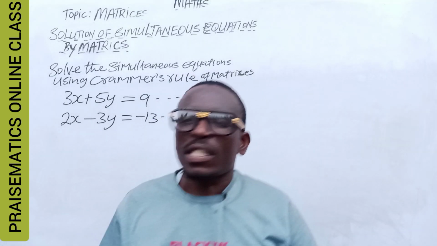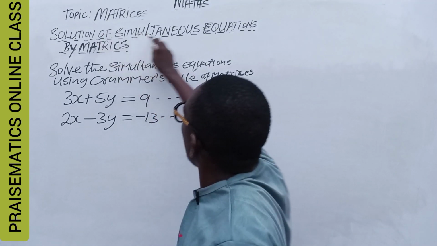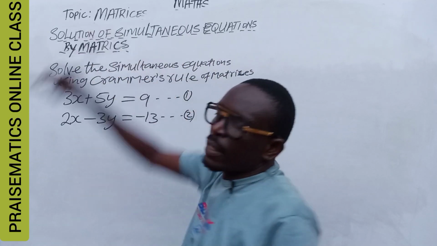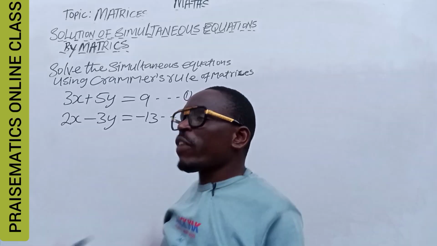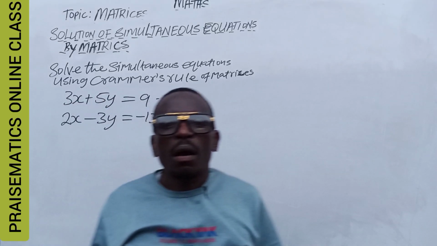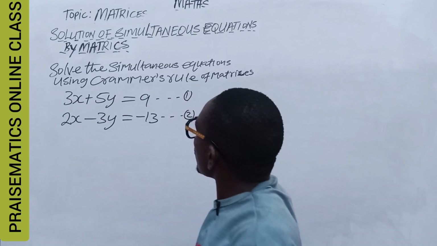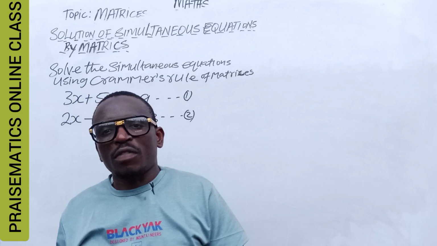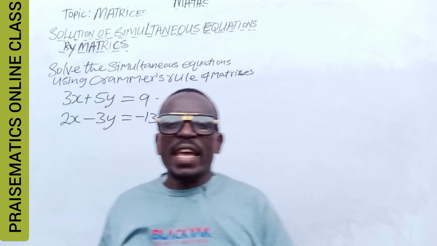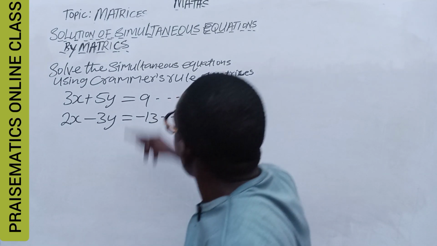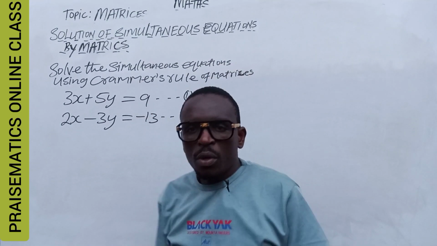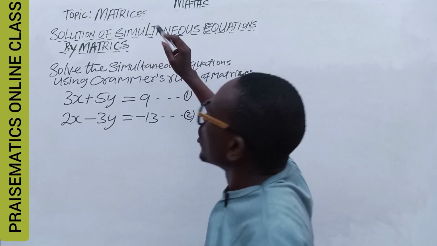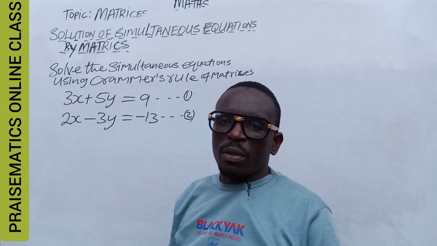In today's class, we are going to look at the solution of simultaneous equations by matrices. In our previous class, we treated the solution of simultaneous linear equations using the inverse method of solving matrices. But today, we are going to look at Cramer's rule. So we are going to use Cramer's rule to solve this simultaneous linear equation on the board.